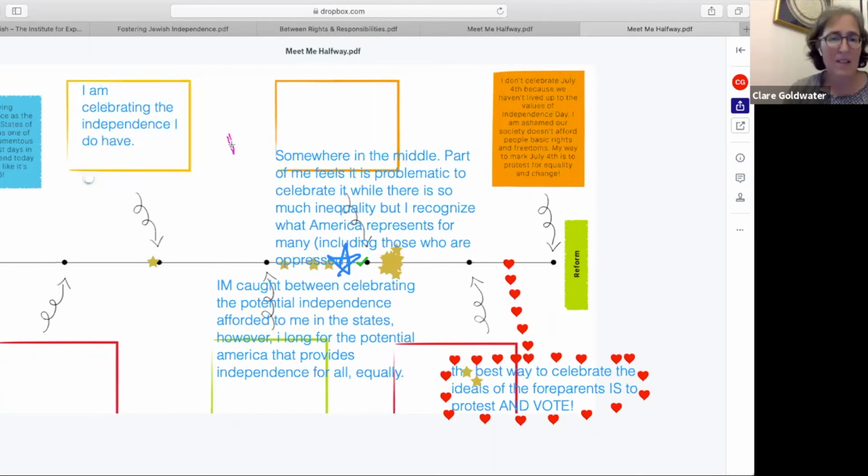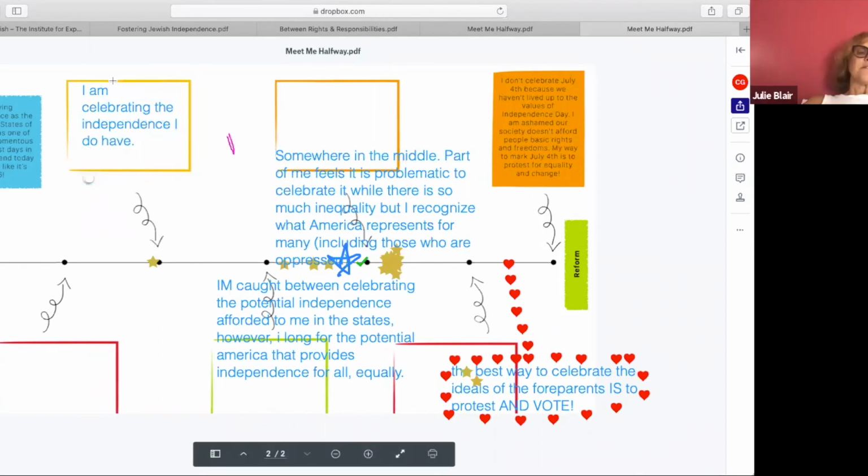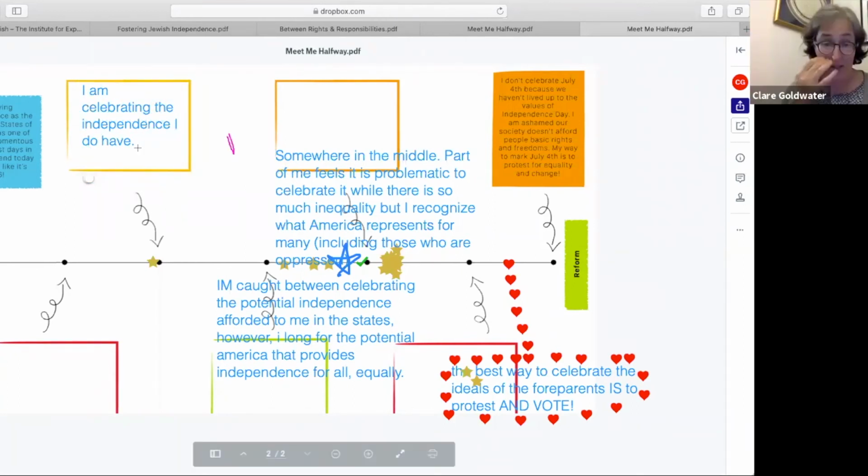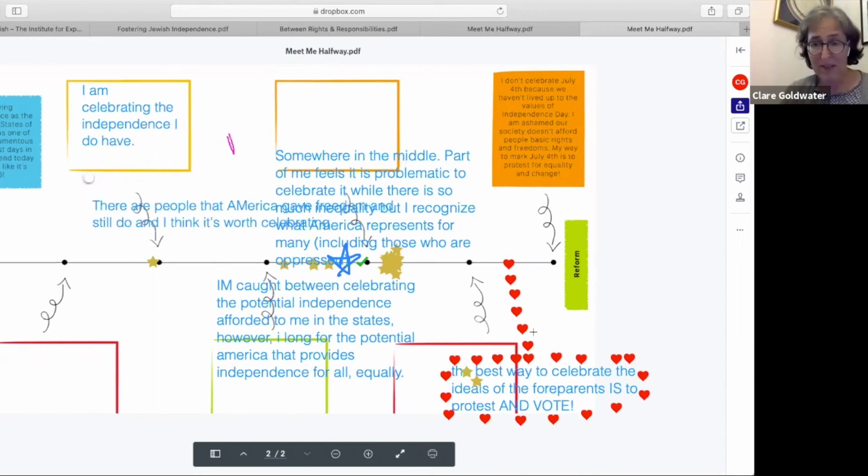wait. Okay. So a person underneath is celebrating Independence Day too. So that's there. And then there's people sort of in the middle over here. And then more to the side, the best way to celebrate is to go and vote and protest. And that's actually the real celebration. Great. Anybody want to add anything to a position along the spectrum here?